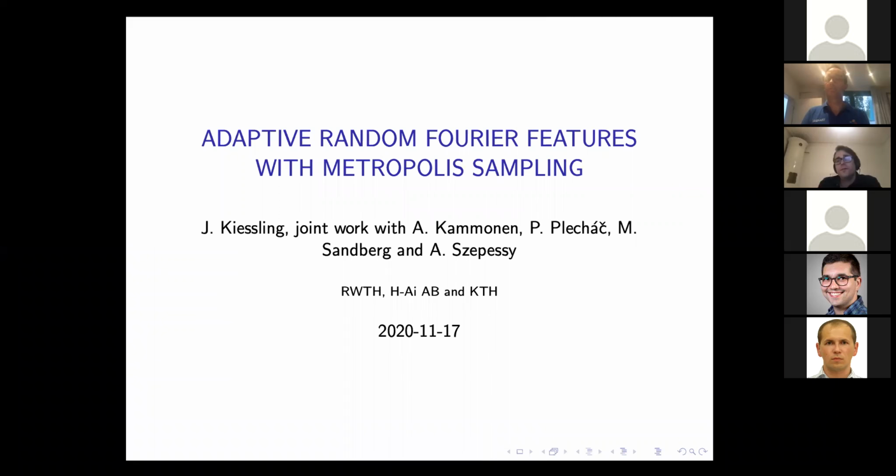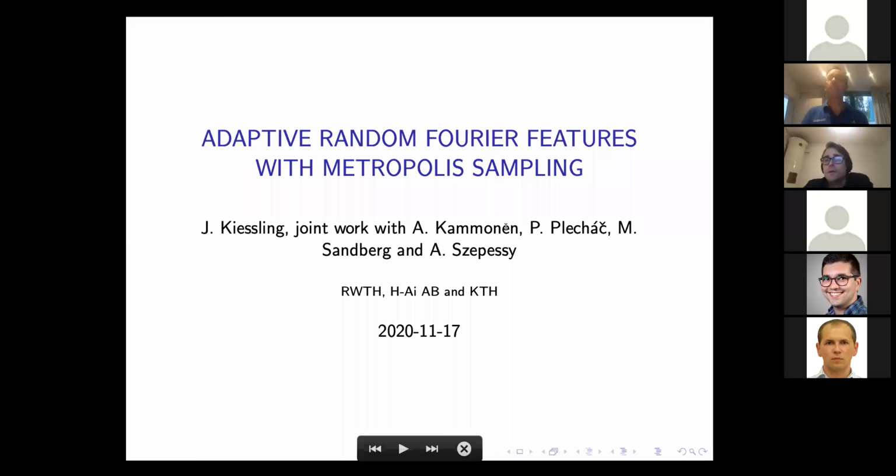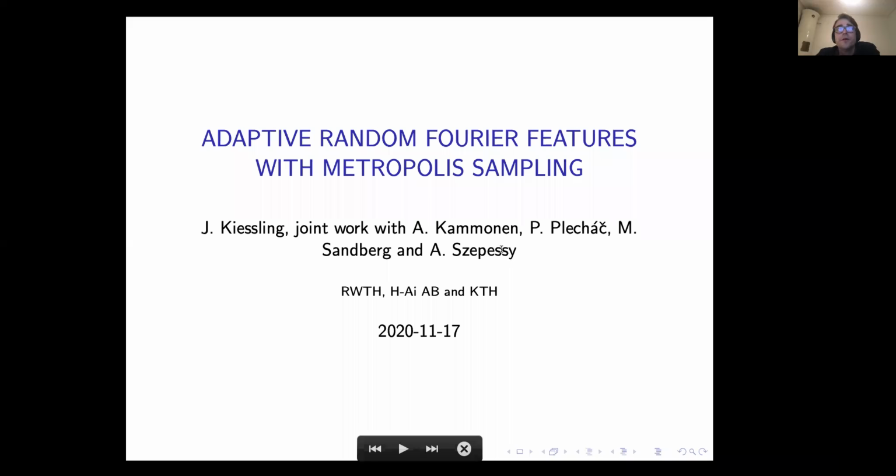So I'm here to present joint work, adaptive random Fourier features with Metropolis sampling. It's actually a paper we recently published that I did with Akku, who's here today, Mattias Sandberg, I think he's also here, and Peter Pleschak and Anders Pessi.